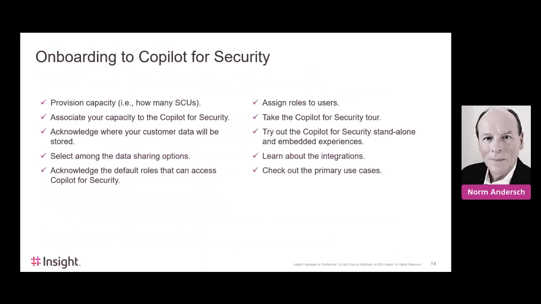Now, let's say you're ready to onboard Copilot for Security. The process is extremely straightforward, very simple, and does not take any time at all. You basically provision your capacity. That means how many SUs would you like? You associate your capacity to Copilot for Security. You acknowledge where your customer data will be stored. You select among data sharing options, and you acknowledge the default roles that can access Copilot for Security, and then assign the roles to users. That all takes about a minute and 30 seconds to get through with the UI from Copilot for Security.